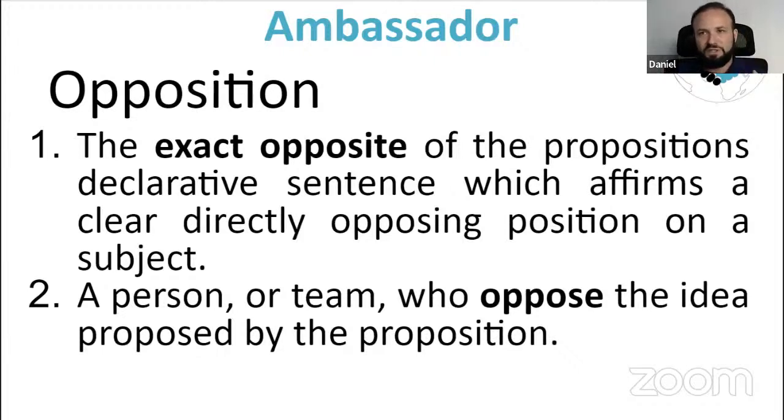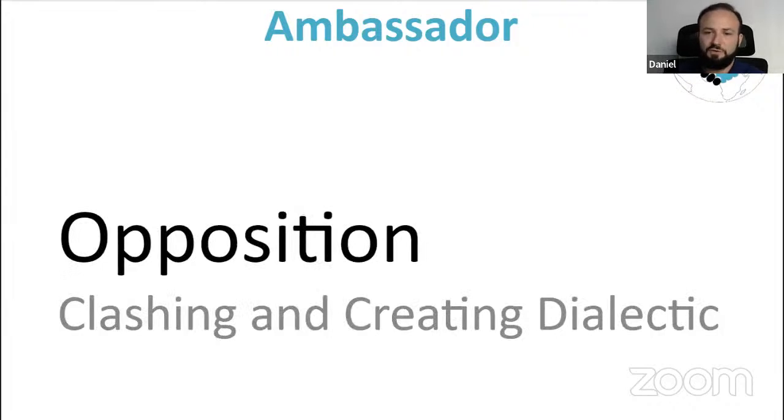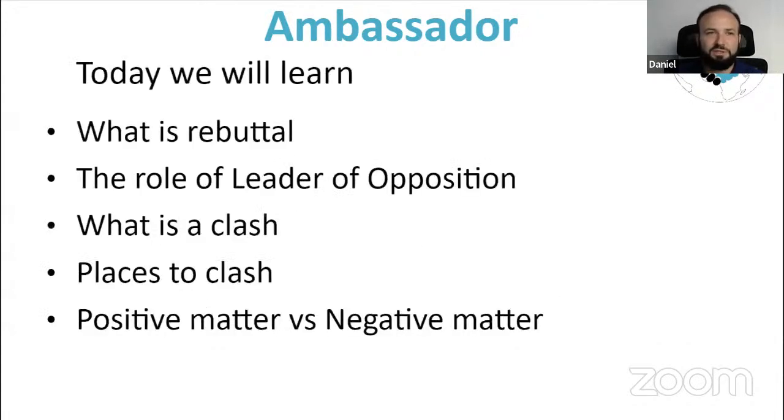Within debate, though, you have a team whose job it is to win that entire side of the argument. That means that they don't have to win every single point, but overall, in the main motion or the main statement, they need to come out being more correct. Okay, so with this in mind, I want to talk about opposition, which is first clashing and creating dialectic. If you remember the word dialectic from the first class, it's a discussion with questioning for the purpose of finding truth.